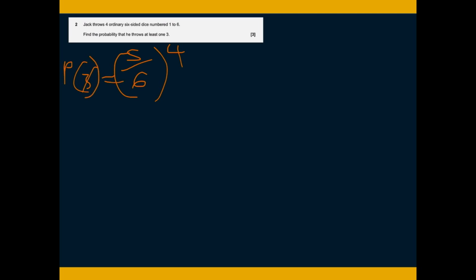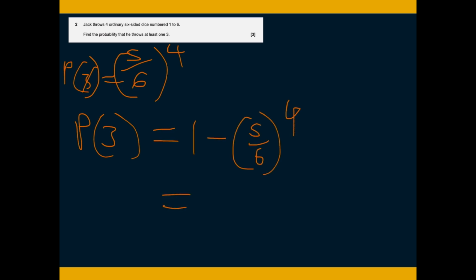But we want the probability that he does. And since he can't both get a 3 and not get a 3, then the probability of a 3 at any point is 1 subtract (5/6)^4, which using our calculators equals 0.518.